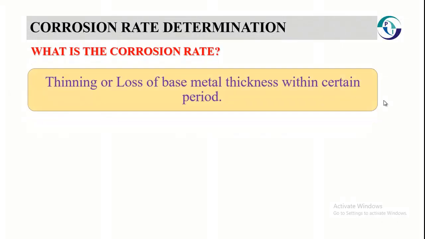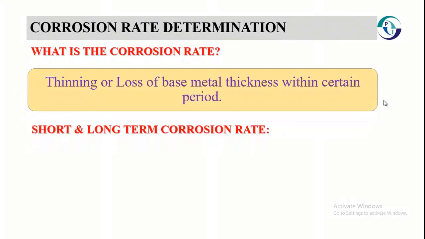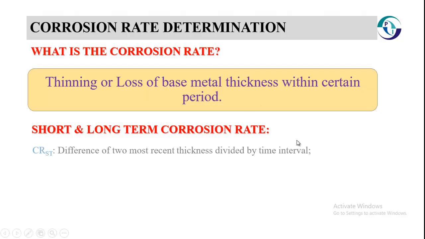To determine the corrosion rate, we must know about the corrosion rate. The corrosion rate is the thinning or the loss of the base metal thickness within a certain period. And there are two types of corrosion rates, short-term and long-term corrosion rate.